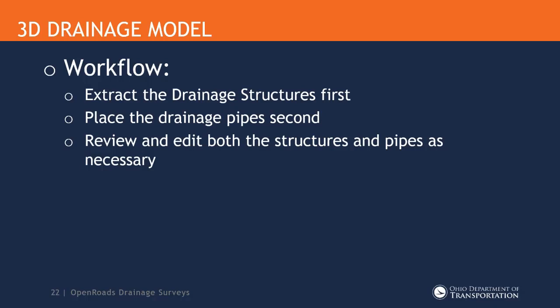So our workflow, once we've created that BD file and referenced the survey, is to extract the drainage structures first, and then place the drainage pipes second. And then afterwards, as you're going, you will need to review and edit both the structures and the pipes as necessary, and you'll see that in the video that I have for this.